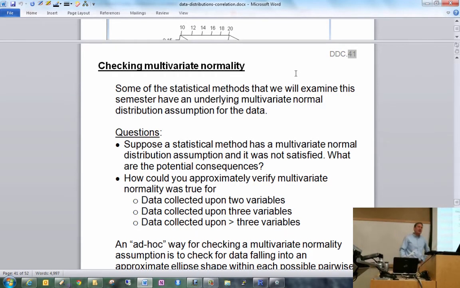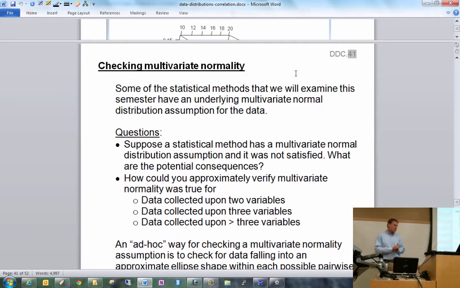Okay, so last time we spent part of class talking about the multivariate normal distribution. And one of the reasons why we talk about the multivariate normal distribution is because some of our statistical methods that we're going to be talking about in this class, the underlying mathematical and statistical theory for these statistical methods, often have a multivariate normal distribution assumption associated with it. So you might be wondering then, if you have a sample, how can you determine if it comes from a population characterized from a multivariate normal distribution?